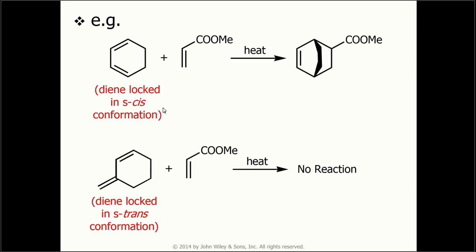Okay, this is the case we were talking about earlier. If the diene is locked in the S-cis conformation, the reaction occurs very quickly with no issue. If the diene is locked in an S-trans conformation, this reaction cannot occur. No reaction. So this has to be able to adopt an S-cis conformation, and this diene never will be able to adopt an S-cis conformation.